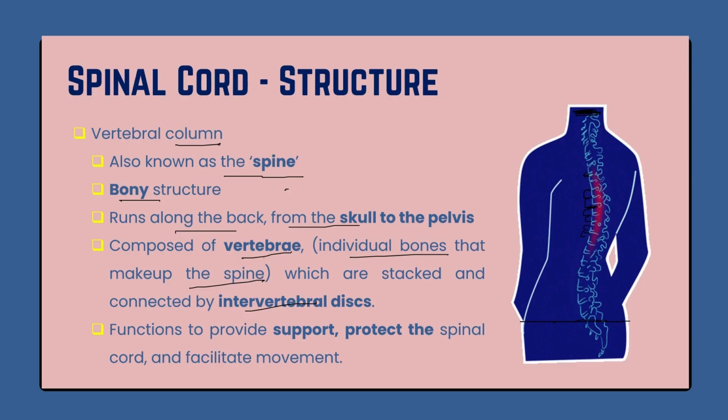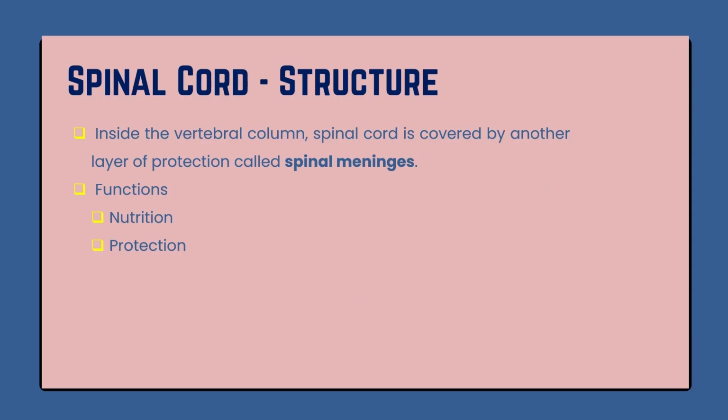So what does the vertebral column do? It provides support, protects the spinal cord, and facilitates movement also. All right. Inside the vertebral column, the spinal cord is covered by another layer of protection called spinal meninges. So why do you think the spinal cord needs all this protection? Because it's composed of very soft tissue which is made of neurons and glial cells. And because this is a part of the central nervous system, it requires all the protection it can get, right?